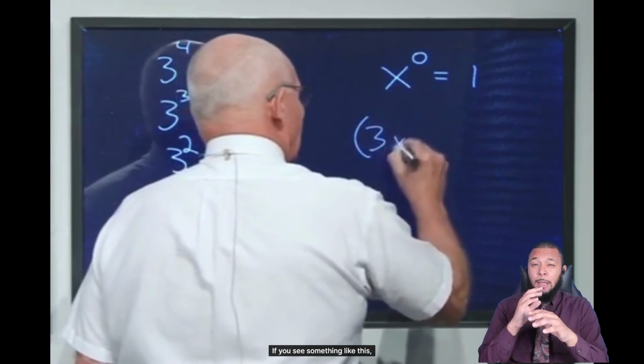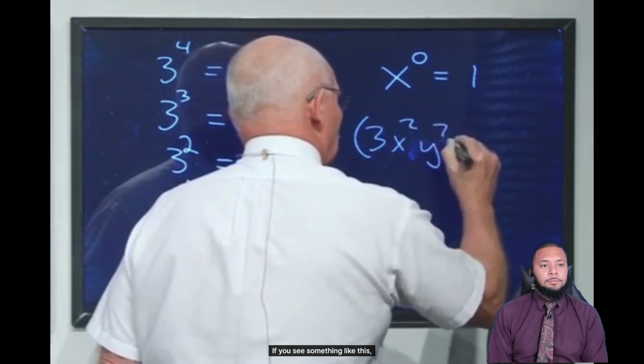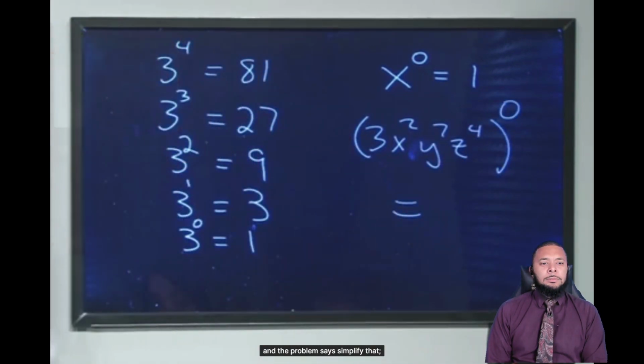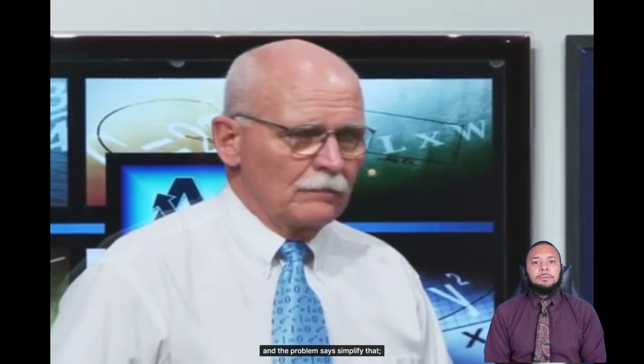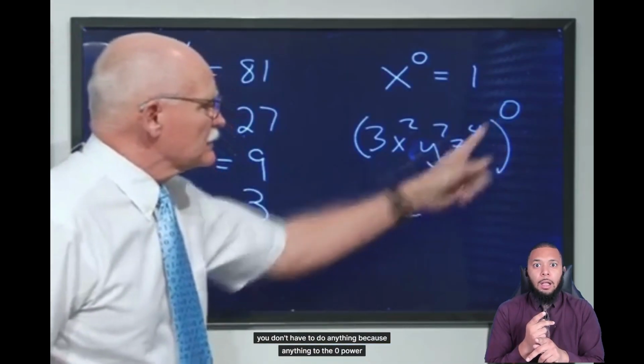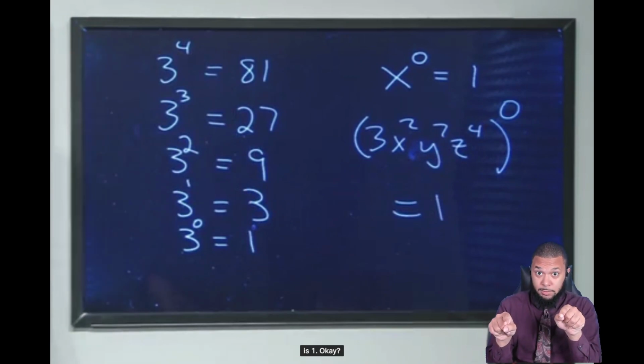If you see something like this, and the problem says simplify that, you don't have to do anything, because anything to the 0 power is 1. Okay?